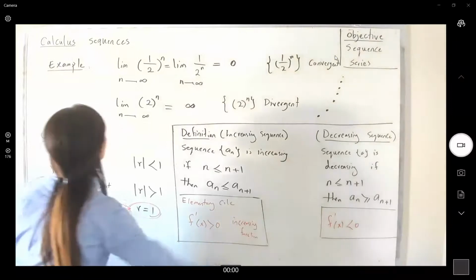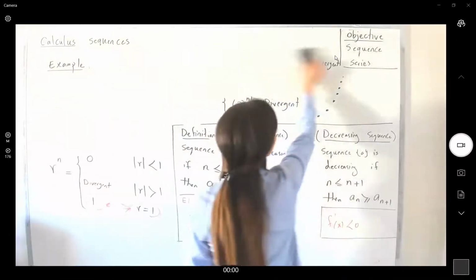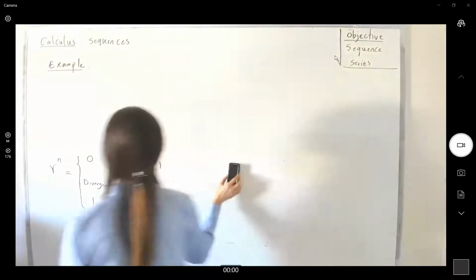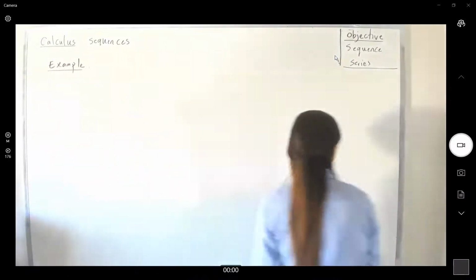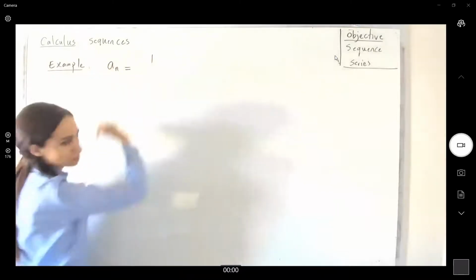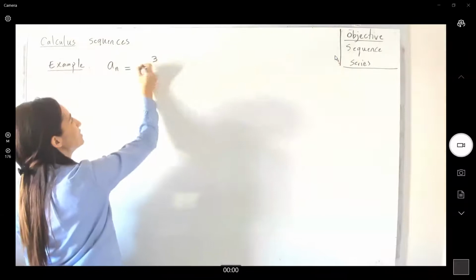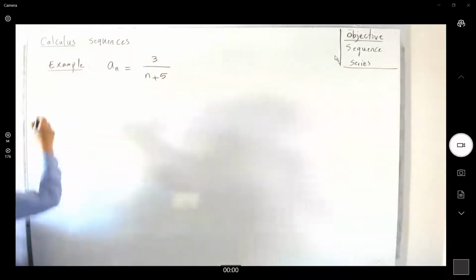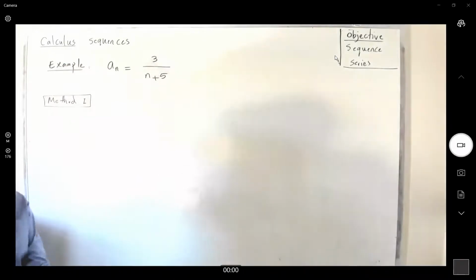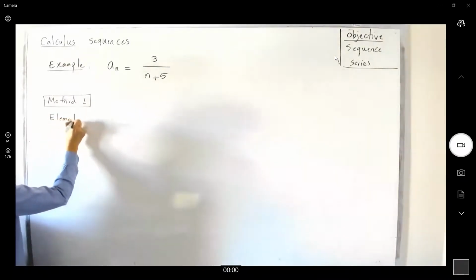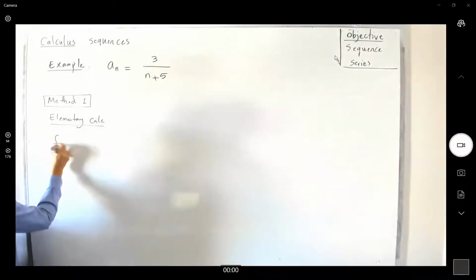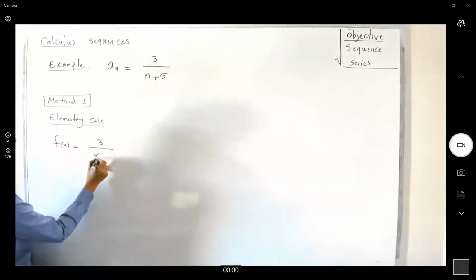Okay, let's take a look at one example here. So suppose you have this sequence, a sub n is equal to 3 over n plus 5. So method 1. Our first method is to analyze this using elementary calculus. Elementary calculus says we'll treat this as a function, f of x is equal to 3 over x plus 5.